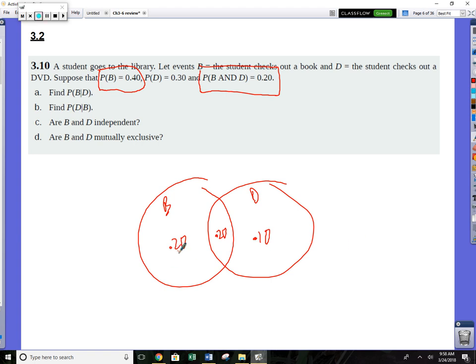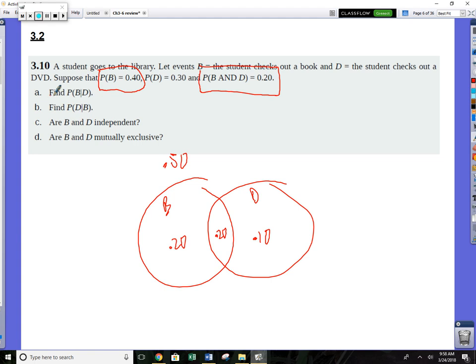So now I've got 20, 40, 50. That means 50% of them live elsewhere, out in the universe. They checked out neither. Maybe they checked out a magazine or something. Who knows? Newspaper. Okay, so now let's just do it strictly with the Venn diagram instead of what we did last time with those formulas.